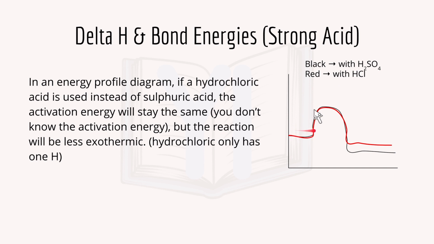So the red is HCl and the black is H2SO4. Because the H2SO4 has 2 hydrogens, and the red, which is hydrochloric acid, only has 1 hydrogen, that means the black, which is H2SO4, will react more because it has 2 hydrogens to react for every mole. So it will be more exothermic.